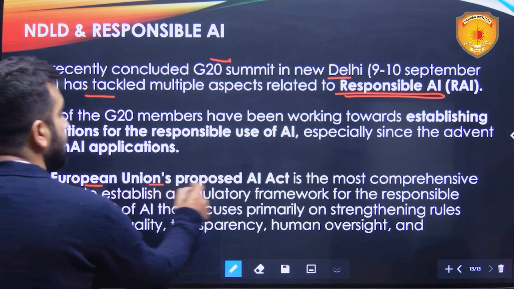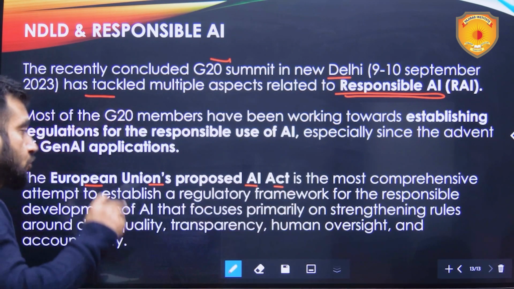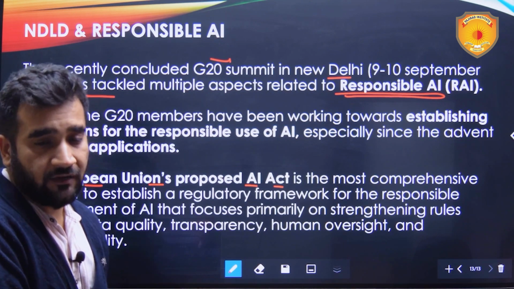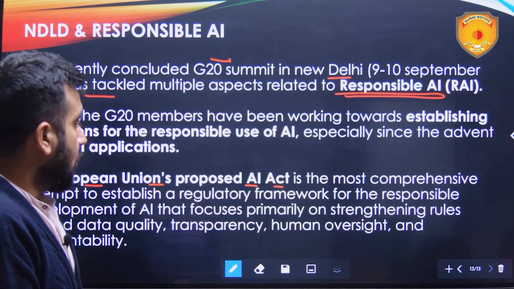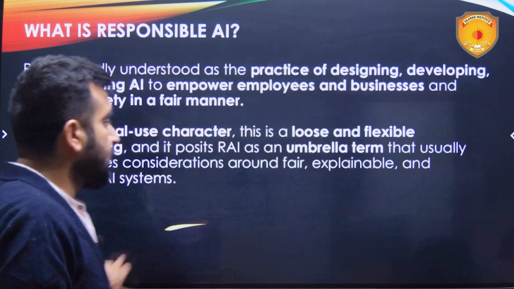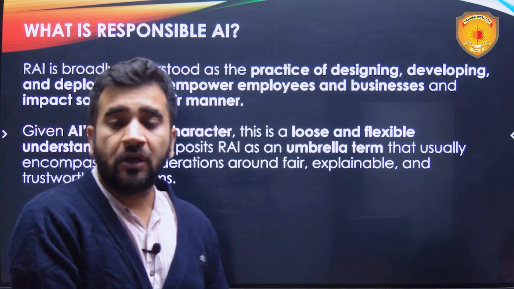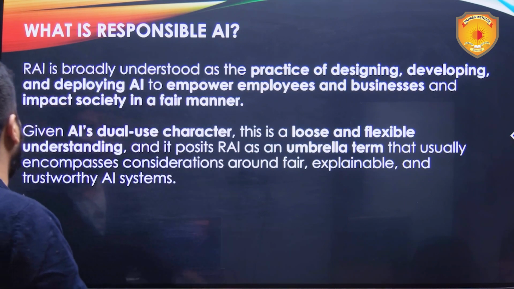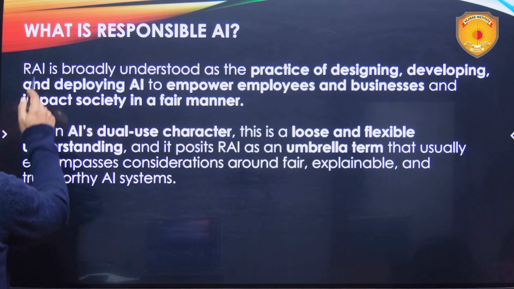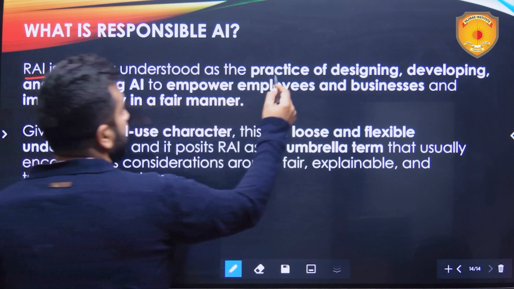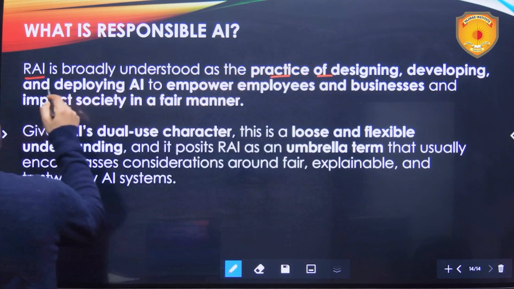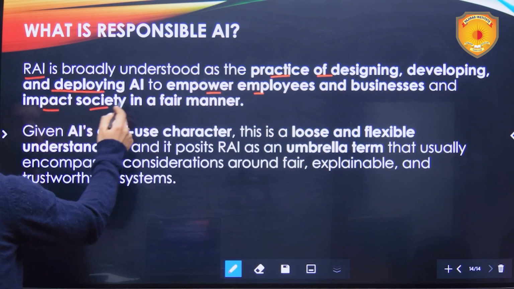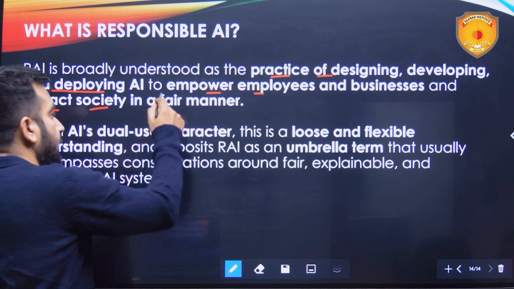The European Union's proposed AI Act is the most comprehensive attempt to establish a regulatory framework with respect to artificial intelligence. So, leaders in the G20 summit are talking more and more about responsible AI. Now, what is responsible AI? Responsible AI, RAI, is broadly understood as the practice of designing, developing, and deploying AI to empower employees and businesses, and impact society in a fair manner.